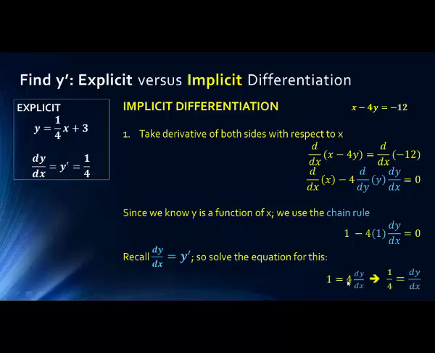So what we have set up is the equation, now we simply solve it. So we get 1 equals 4 dy dx, so dy dx equals 1/4. All I've done is add 4 dy dx to both sides, and then I've divided by 4 to solve for dy dx. And notice, we get the same answer that we got before.